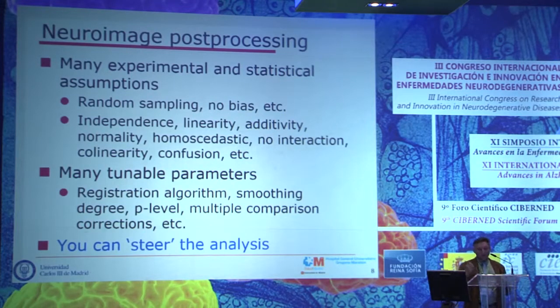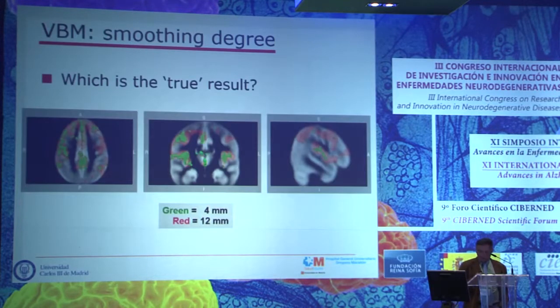So if you have a very strong feeling about what outcome you expect, and what you obtain after the analysis is not exactly what you expect, you can tune many different buttons and steer the analysis in order to fit your a priori hypothesis. So this is quite a problem, because this might be conscious or unconscious in some cases. Let me show you some examples to illustrate to what extent the results may depend on your decisions.